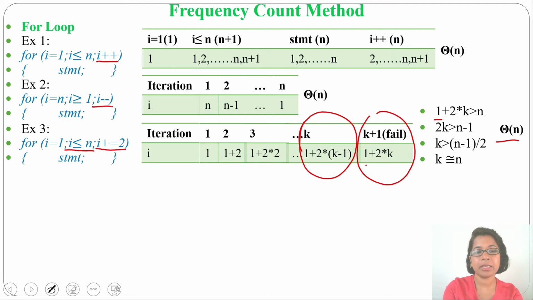Also, if it is decrementing by 1, decrementing by 2, 3, any number, running time will be theta of n. So for increment and decrement, it will be theta of n.